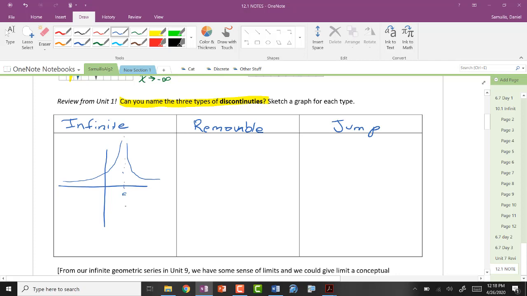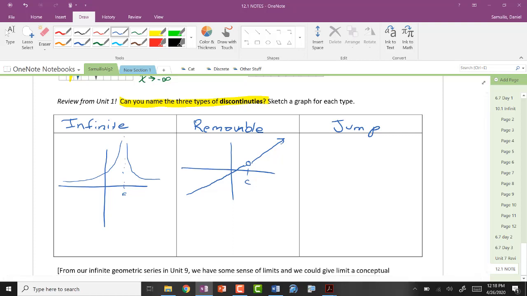A removable discontinuity is where it's continuous except at x equals c. So the removable, that was also a hole. Once again, just in general, if you have an x value, in this case c, and our graph is continuous, except, right there, we do have a hole, and then it continues on from that point. So that would be a removable discontinuity.